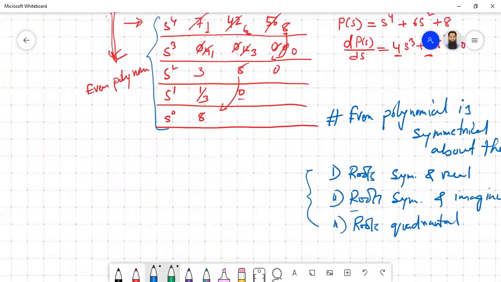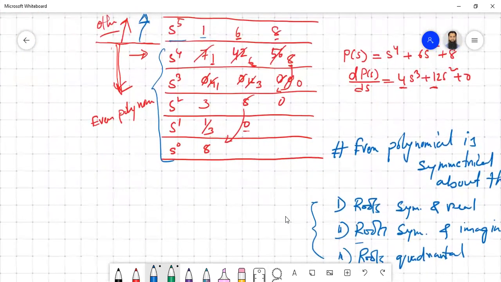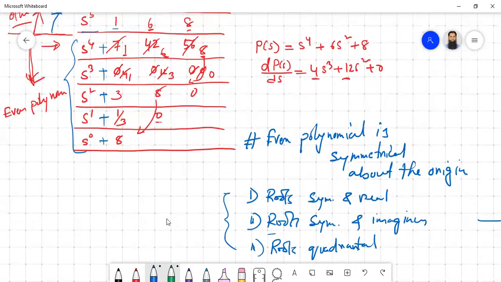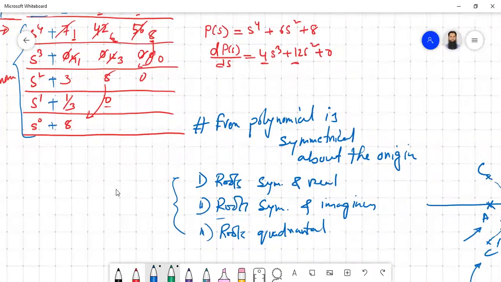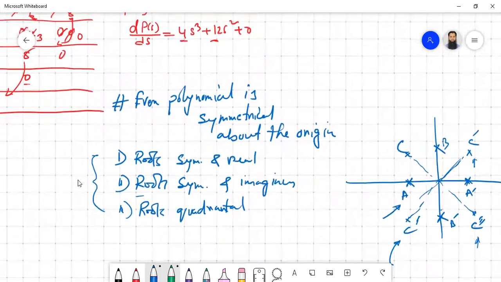But in our case, as you can see, in the even polynomial, there is no sign change. All of them are positive. So what does it mean? 4 poles are there, no question about it. In the even polynomial, we have 4 poles, in the other we have only 1 pole. And in the even polynomial, all poles are on the imaginary axis. So maybe, just maybe, 2 here, 2 here, and 2 somewhere here.